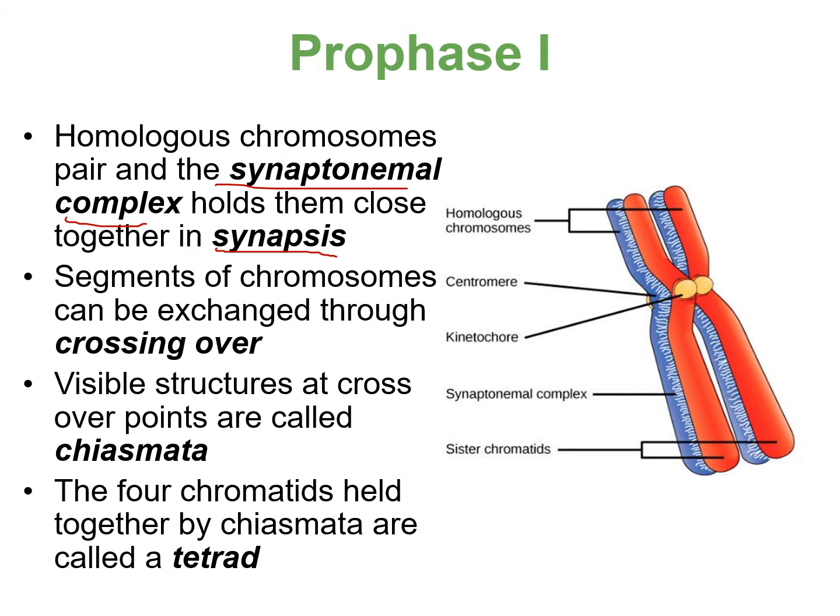The synaptonemal complex supports the exchange of chromosomal segments between homologous non-sister chromatids, and this is done through a process known as crossing over. So this is where segments of the chromosomes are exchanged through this process known as crossing over. Visible structures at crossover points are called chiasmata, and the 4 chromatids held together by a chiasmata are called a tetrad.